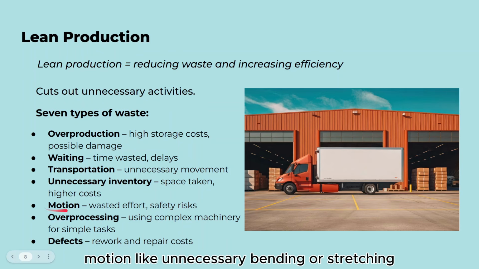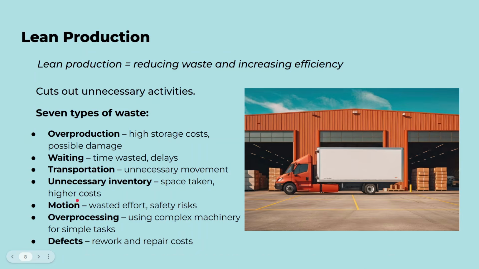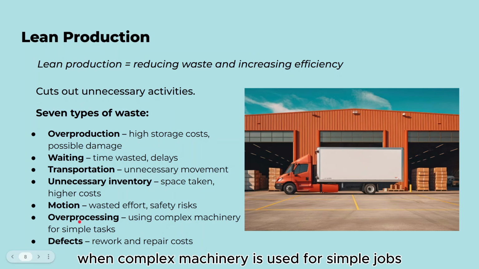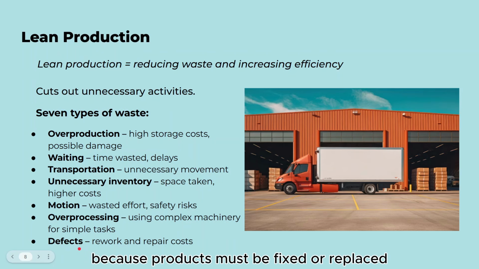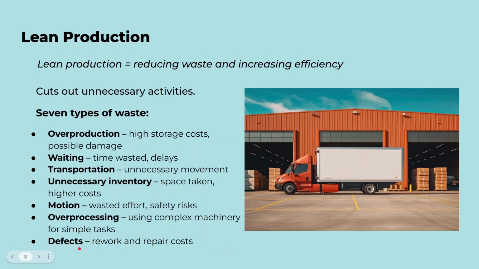Motion, like unnecessary bending or stretching, wastes energy and can be unsafe. Overprocessing happens when complex machinery is used for simple jobs. Finally, defects waste time and money because products must be fixed or replaced.